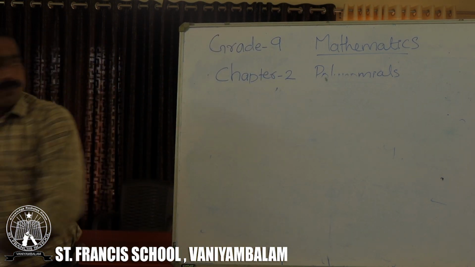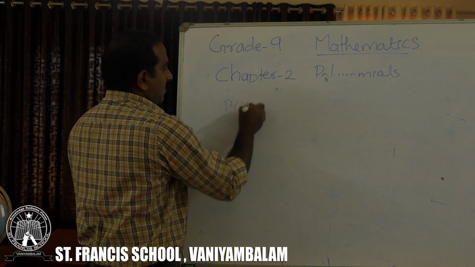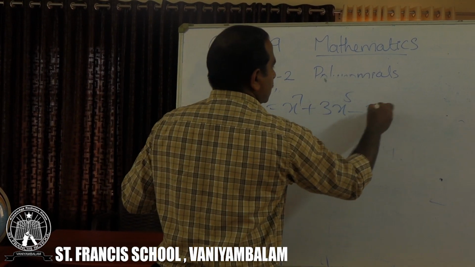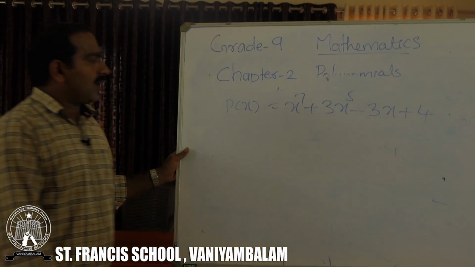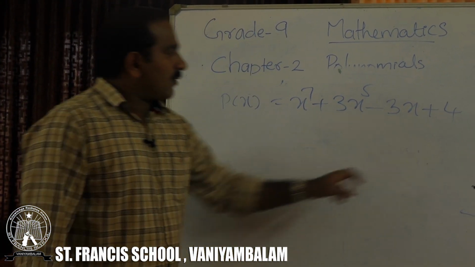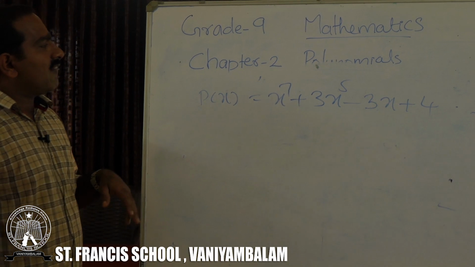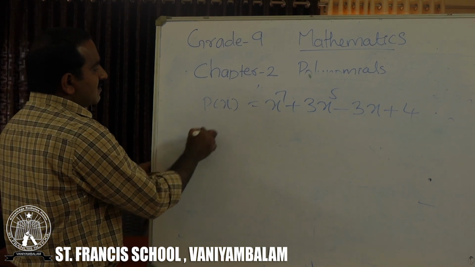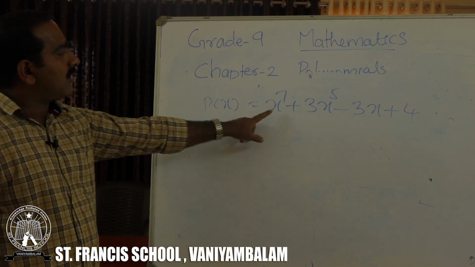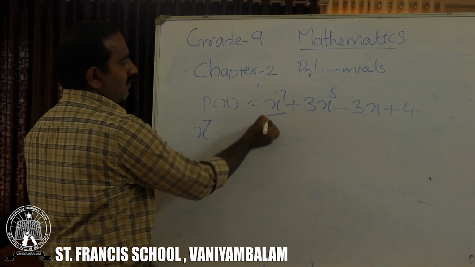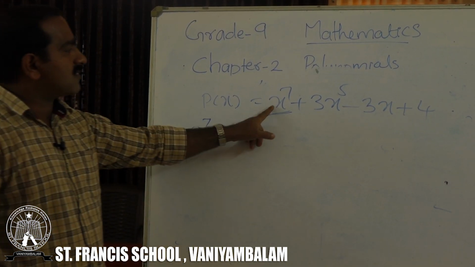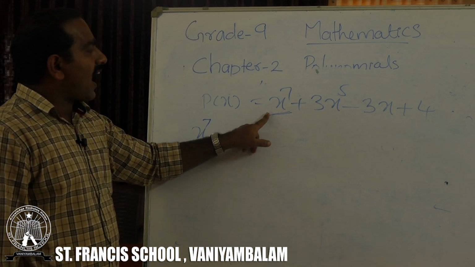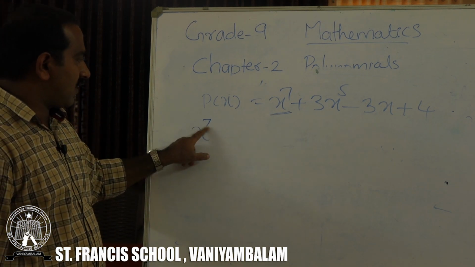Next, look at the polynomial P of x equal to x raised to 7 plus 3x raised to 5 minus 3x plus 4. Look at this polynomial. Can you find the term with the highest power of x? Yes, clearly we can see x raised to 7. This is the variable with the highest power. In this polynomial, the highest power of the variable is x raised to 7.